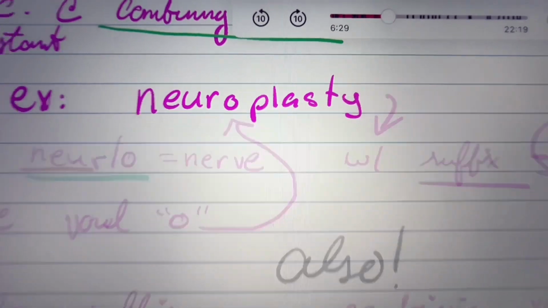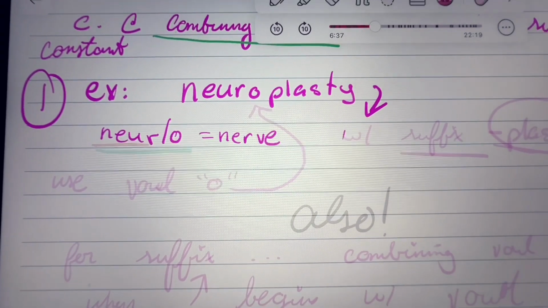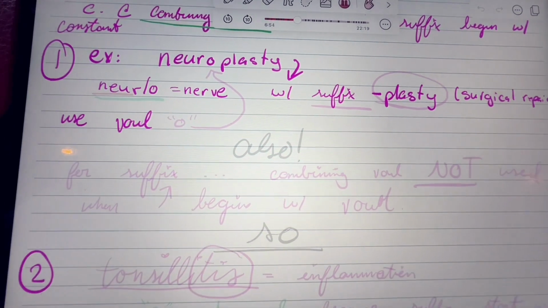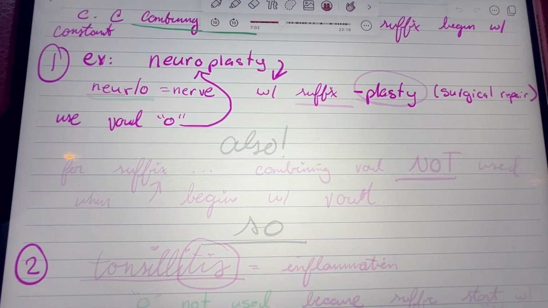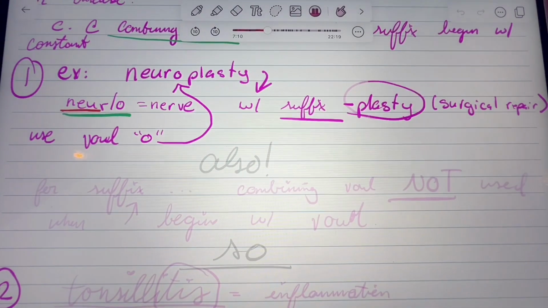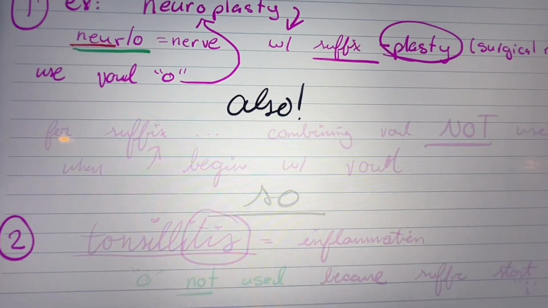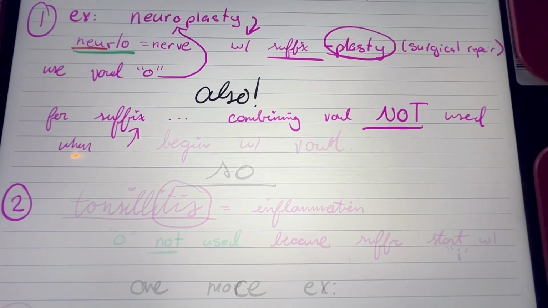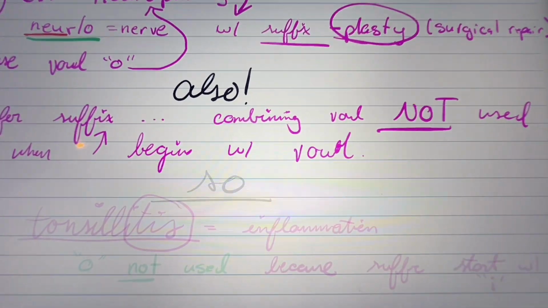All right, first up we have neuroplasty. Neuro equals nerve, and the suffix is plasty, which means surgical repair. So it's important to look at this. The combining vowel is O in neuroplasty. Also, don't forget, combining vowels are not used when the suffix begins with a vowel.